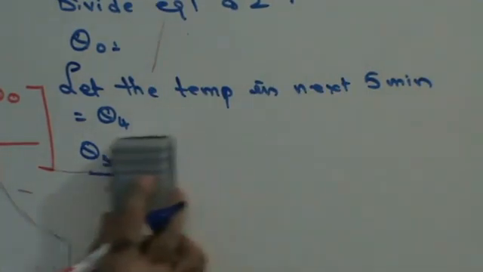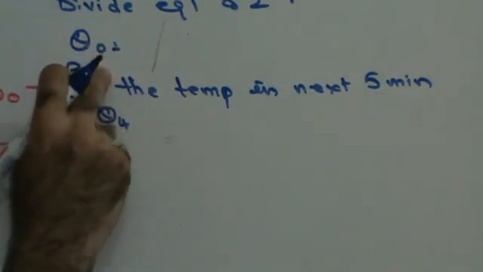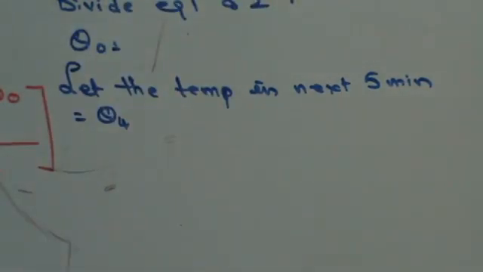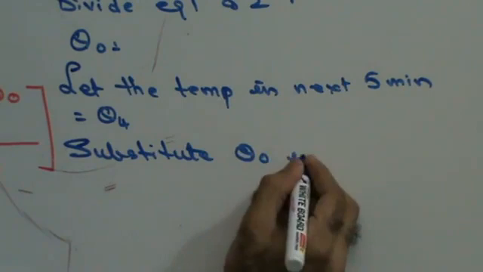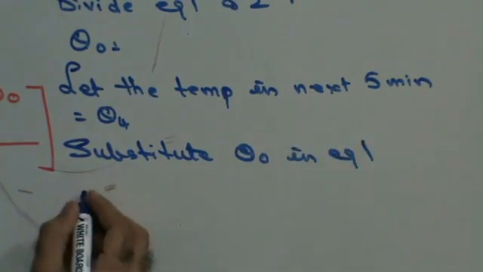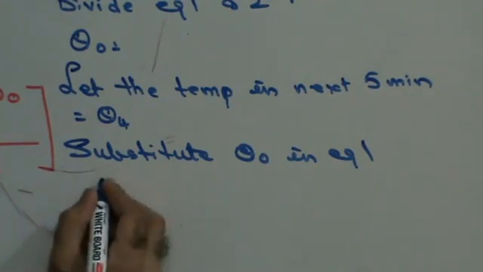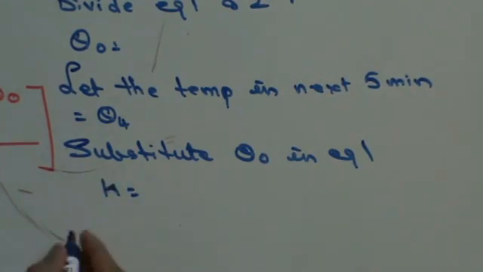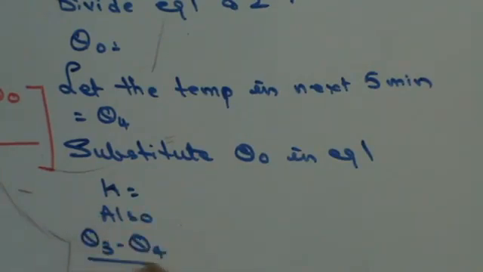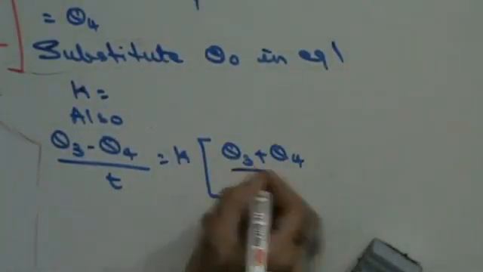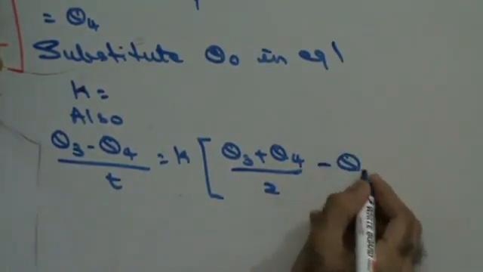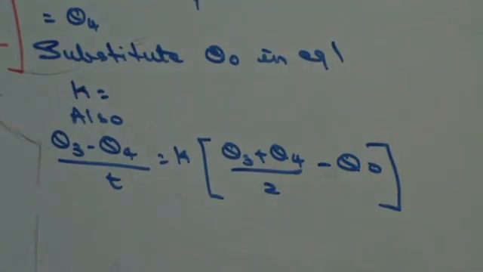Wait, what we'll do is first we'll find the value of K. I can find the value of K by substituting the value of theta 0 in any one of the equations. Substitute theta 0 in equation 1, and I will get the value of K from there. Right? Once you have the value of K, then you can say that (theta 3 minus theta 4) upon T is equal to K times ((theta 3 plus theta 4) upon 2 minus theta 0). So you will come to know the temperature that it will cool to in the next 5 minutes.